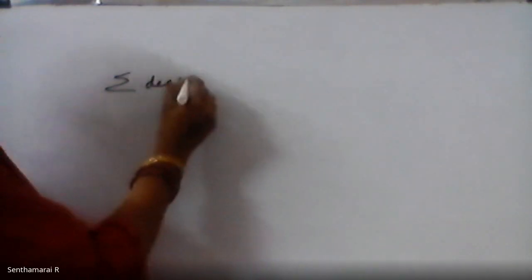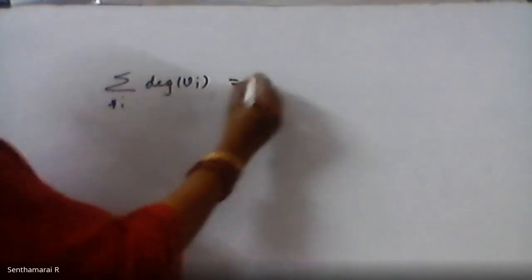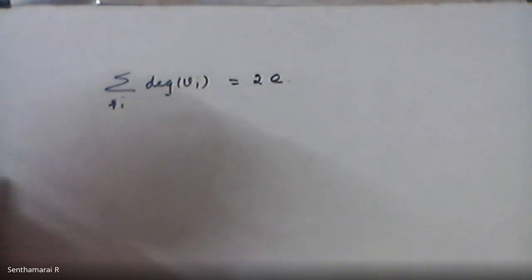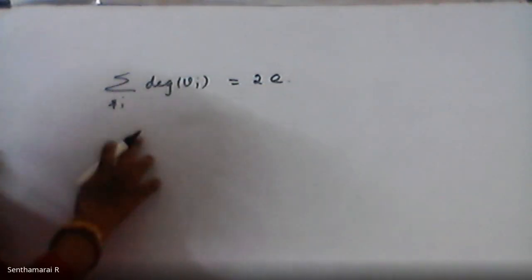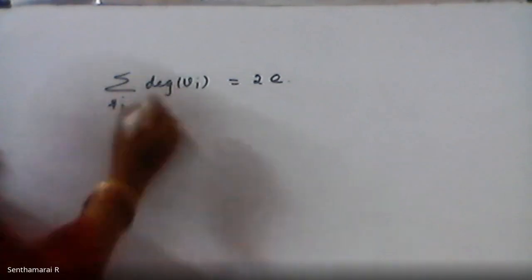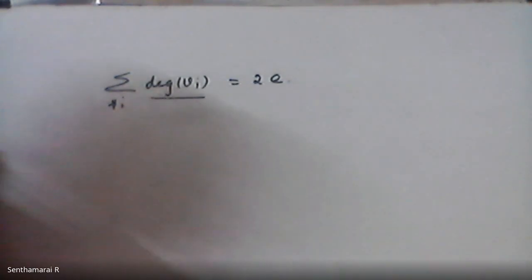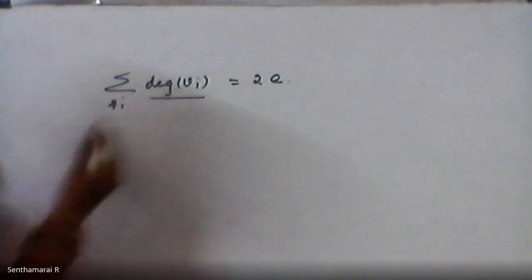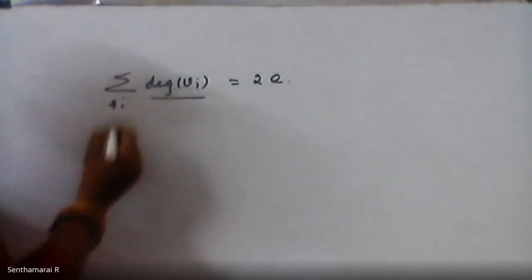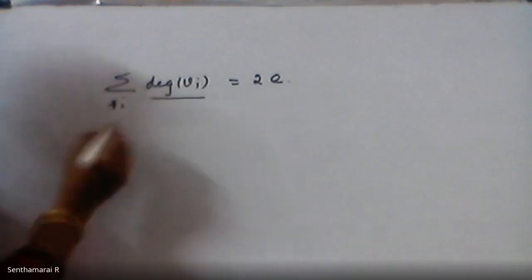When I taught you the handshaking theorem, I told you it's for both directed and undirected graphs. When we have an undirected graph, the sum of the degrees of all vertices equals 2 times the number of edges. When we have a directed graph, the same degree we find in two ways: one is in degree, another one is out degree. So the same handshaking theorem, when we define it for a directed graph, the statement comes like this.